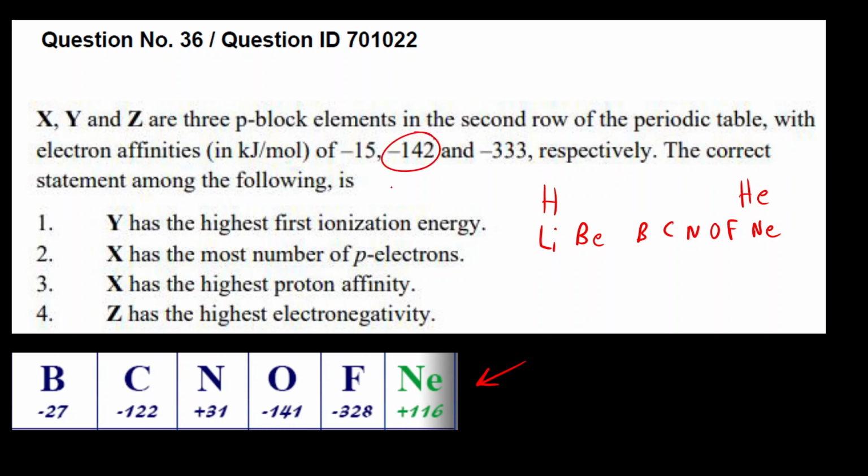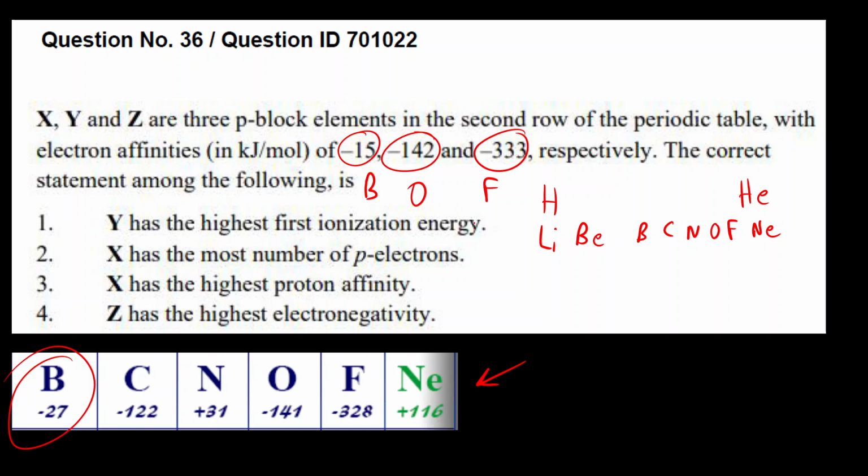The minus 142 is what? It is oxygen. This is fluorine. This value is not given anywhere. So the closest we can think of is boron. Okay, carbon is minus 122, so this cannot be there. Nitrogen is positive. So the only value that I can think of is boron.